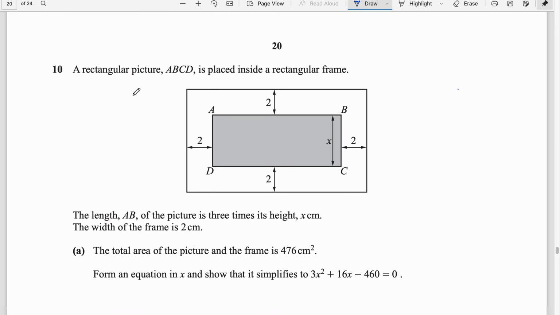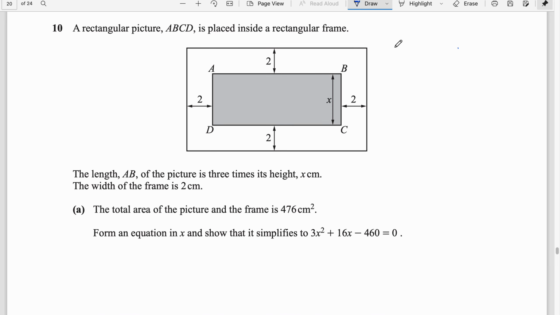Question number 10. A rectangular picture ABCD is placed inside a rectangular frame. The length AB of the picture is 3 times its height. So if this is x, the length is 3x.